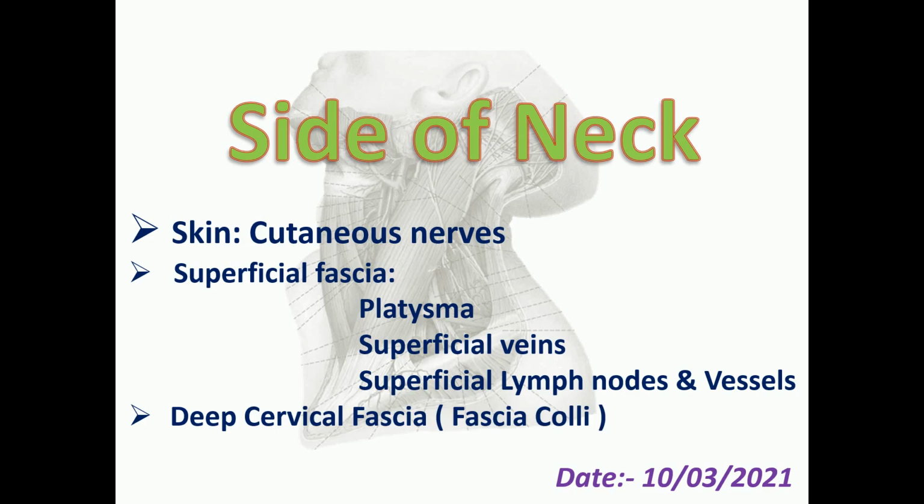Good morning, students. Today our discussion topic is the side of the neck. The side of the neck contains the skin, superficial fascia, deep fascia, and triangles of the neck, and one important muscle which divides the side of the neck into anterior triangle and posterior triangle, that is the sternocleidomastoid muscle. In the first half of this session, we discuss only the skin, superficial fascia, and deep fascia.